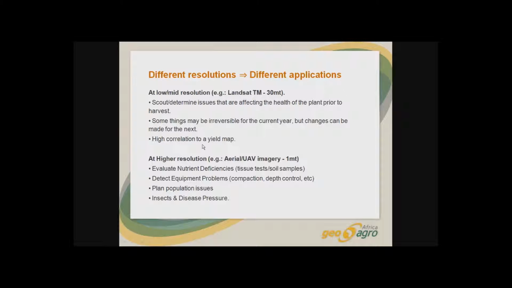So you have to keep in mind, with low resolution, you can do certain things like scout and determine issues that are affecting the health of the plant. Some things cannot be changed for the current year, but can help you make decisions for the next one. The correlation to a yield map is a very useful feature. At higher resolution, you can go into equipment problems, population issues, maybe insect disease pressure, nutrient deficiencies. So you'll have different levels of use for different solutions.